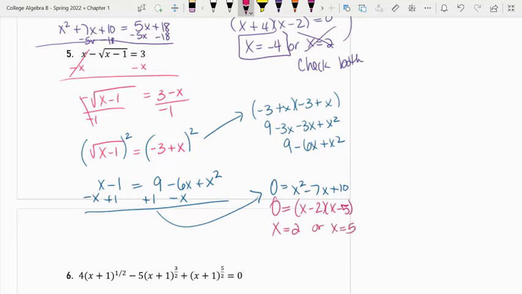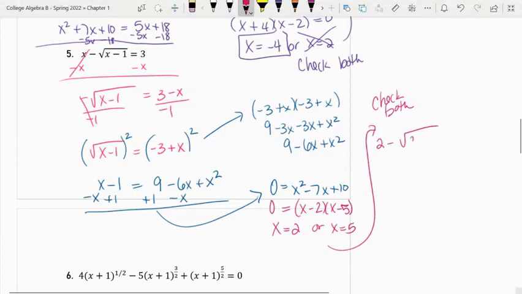So these also we have to do a check back into the original problem. So check both, which means I have 2 minus square root of 2 minus 1 equal 3. Does that check? 2 minus 1 equal 3. 1 equals 3. Nope. So 2 is not a solution.